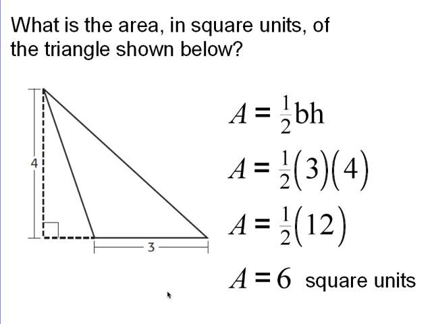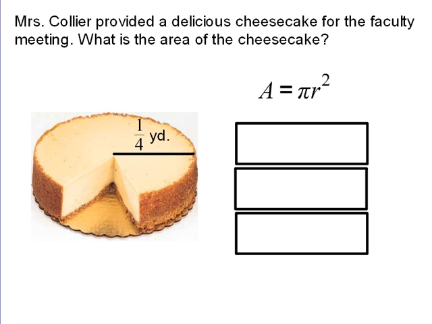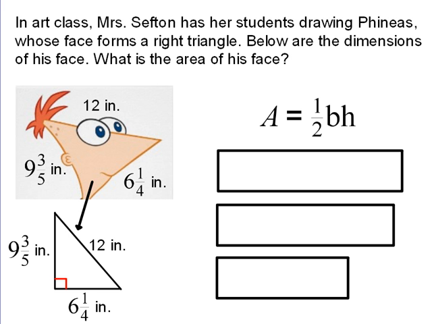Now we're going to look at a problem involving everyone's friend, Phineas. There we go. In our class, Ms. Sefton has her students drawing Phineas, whose face forms a right triangle. Below are the dimensions of his face. What is the area of his face?